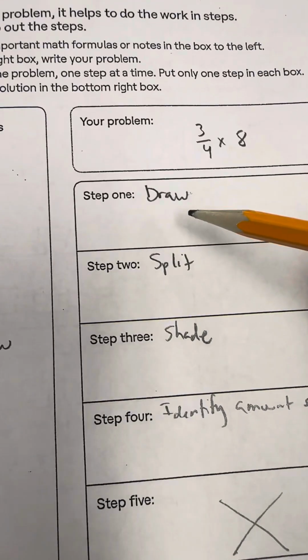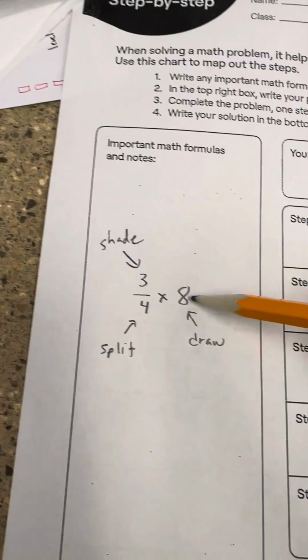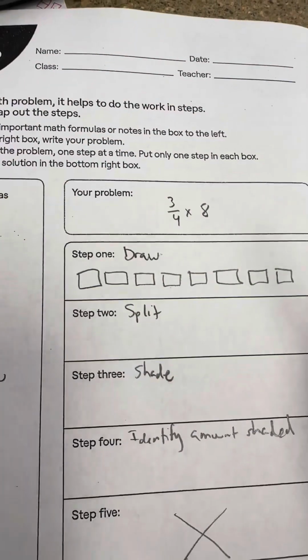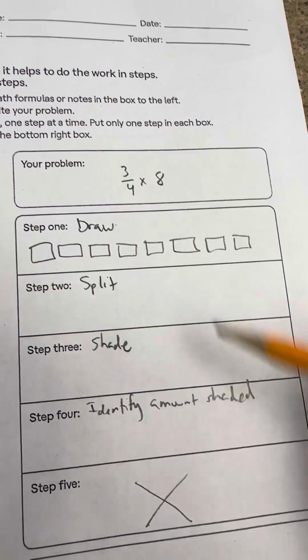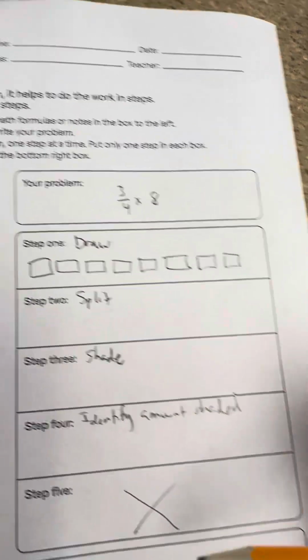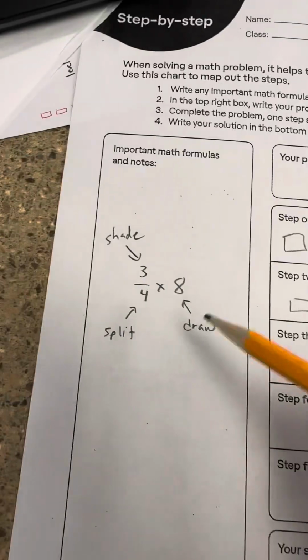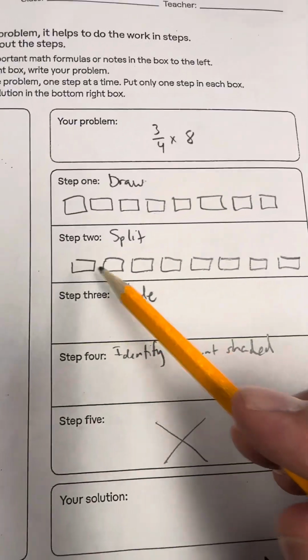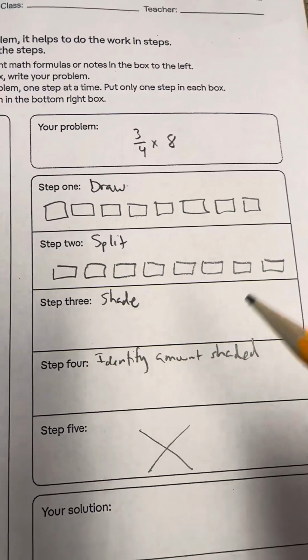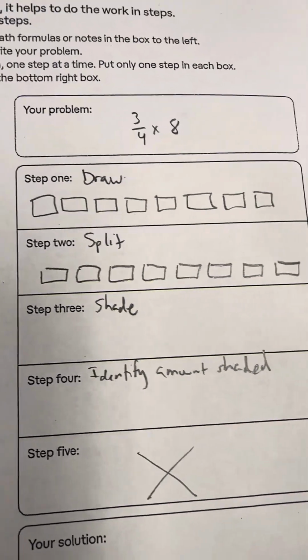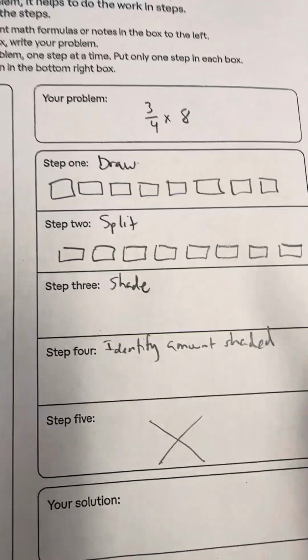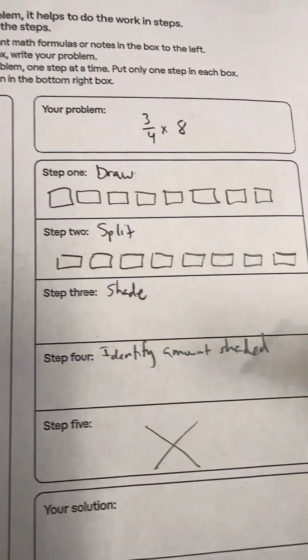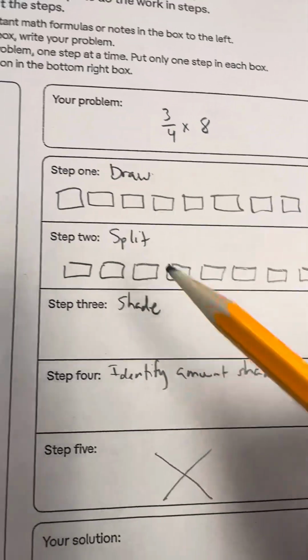So step 1, we're going to draw a total of 8 rectangles. As you can see here, we're going to draw 8 of those. So as you can see, I drew my 8 rectangles. Now I'm going to go to step 2, which is to split it up. Here, when I look at it, it says to split it up into 4 parts. Now notice we have 8 rectangles. So this one's a little bit different because if I want to split it into 4 parts, I have more than enough rectangles. So essentially, think about it as creating 4 equal groups.